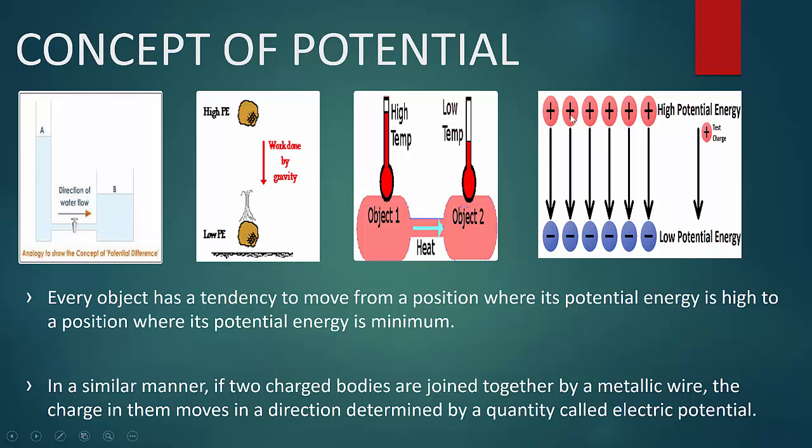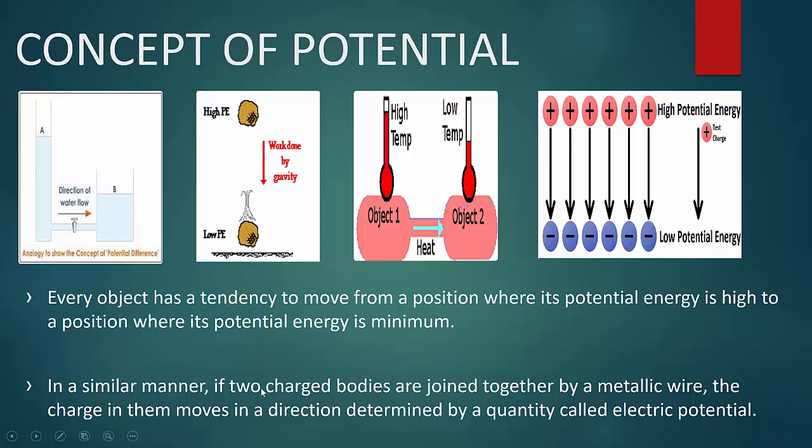Similarly, here all the positive charges are said to be at higher potential and the negative charges are said to be at lower potential. So the direction of flow is always from higher potential to lower potential energy. Each object has a tendency to move from a position where its potential energy is high to a position where its potential energy is minimum, as we have seen in this figure and all these figures.